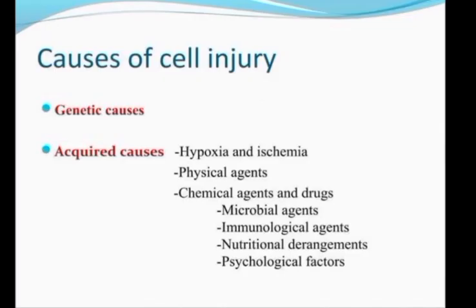Examples of genetic causes include Down syndrome. Our body contains 46 chromosomes, 22 pairs of normal chromosomes and one pair of sex chromosomes. But in Down syndrome, there will be one extra chromosome. Total chromosomes will be 47. Sickle cell anemia is caused by a mutation in the hemoglobin gene that leads to abnormal RBCs.